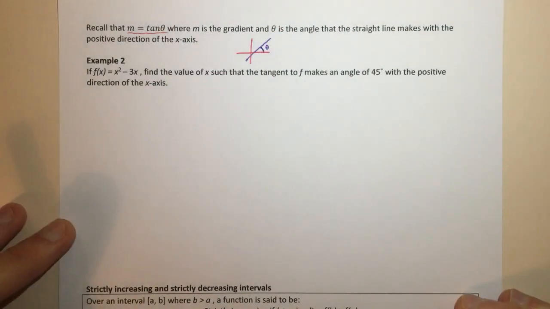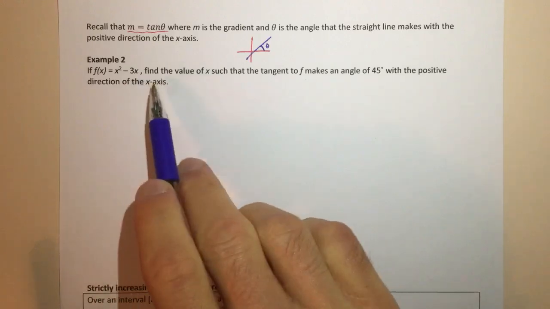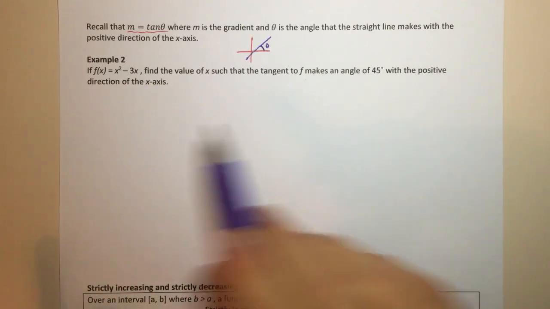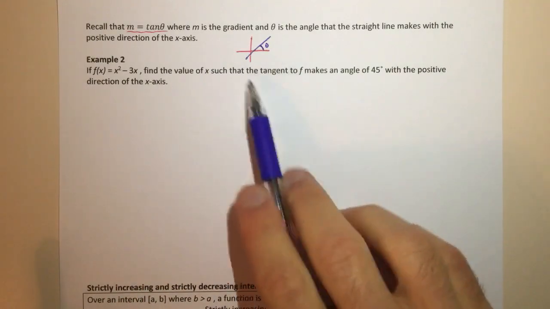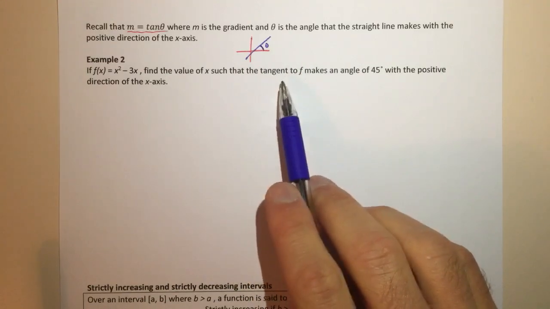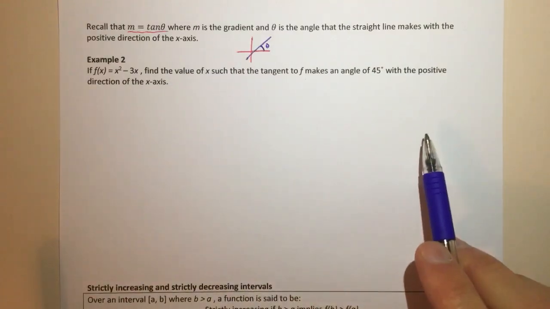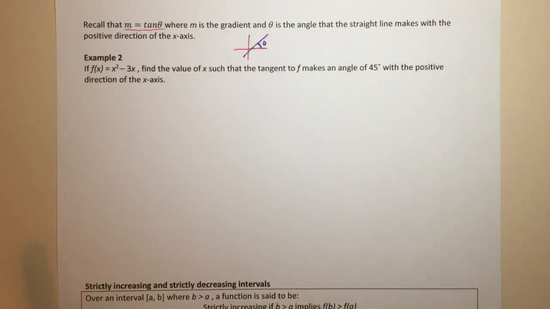Okay, example 2. If f of x equals x squared minus 3x, find the value of x such that the tangent to f makes an angle of 45 degrees with the positive direction of the x-axis. This stuff about a tangent to f, really, we know that tangents are associated with the gradient of a curve. So if we're thinking about gradient, even if we don't know exactly what we're going to have to end up doing in the question, let's just start by differentiating, because if we're talking about gradient, we're probably going to need the rule for gradient.